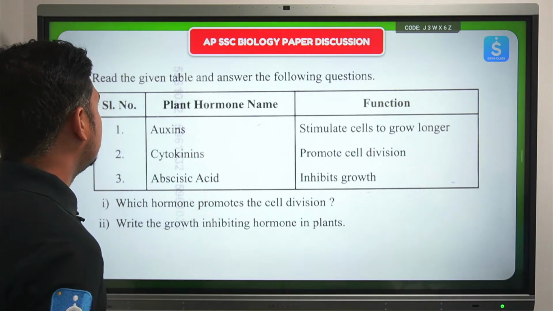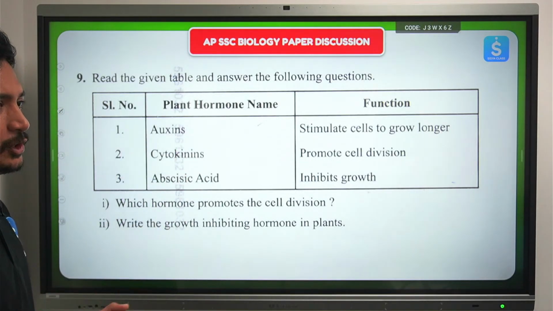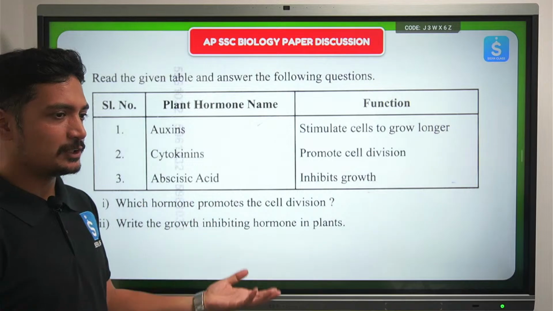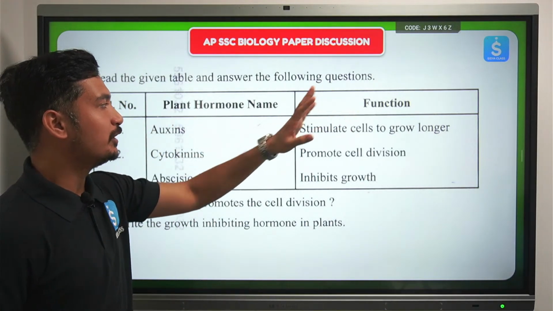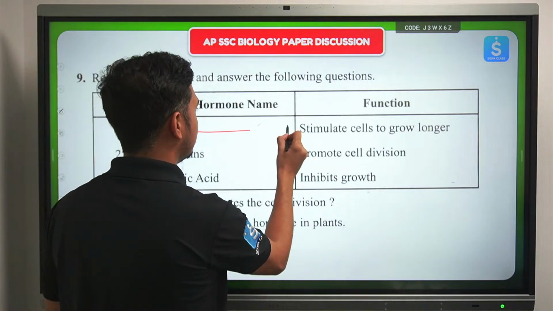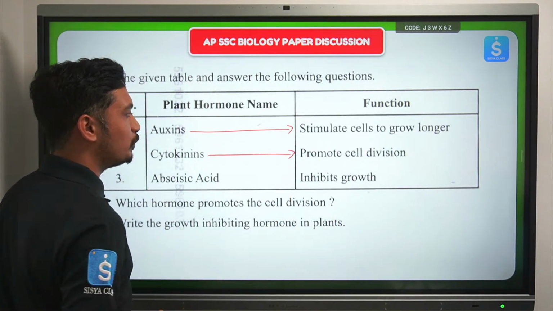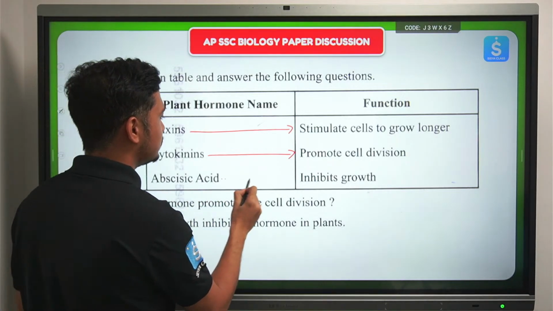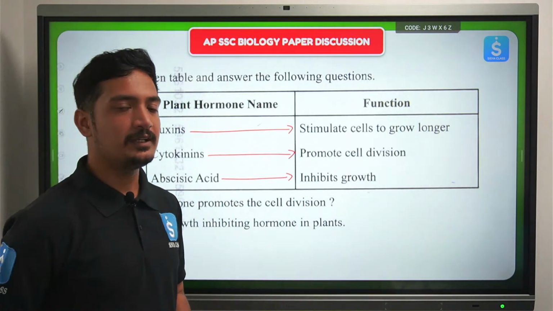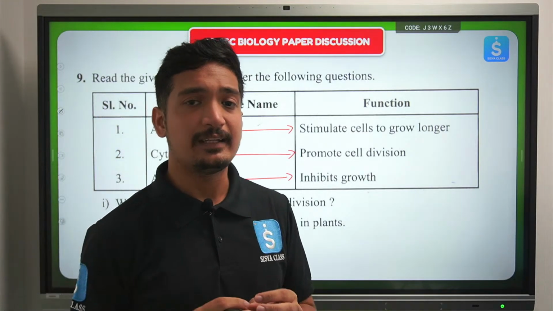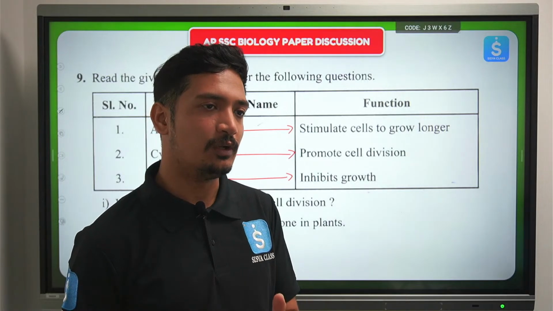Question number 9. Read the given table and answer the following question. Okay, so we have the table over here. This is basically a match-the-following, one of the easiest questions again from this question paper. Here we have plant hormone and what function they do. So auxin is for stimulating cells to grow longer, cytokinins is for promoting cell division, and abscisic acid is for inhibiting growth. So we have the names of the hormones, the phytohormones, and at the same time we also know the properties of them. Now we are supposed to solve the questions.